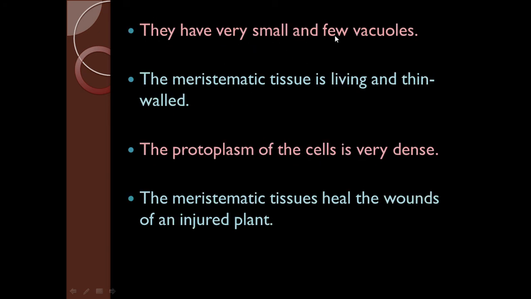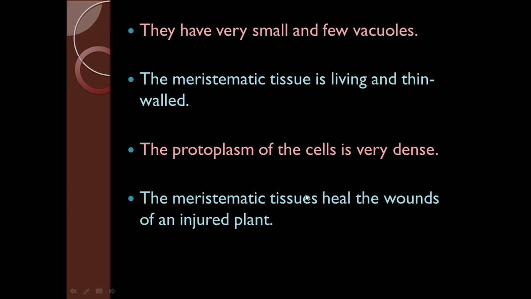These cells have very small and few vacuoles because they are continuously dividing. These are the active cells, so they have small and few vacuoles. The meristematic tissue is living and thin walled. The protoplasm of the cells is very dense, it is very thick.